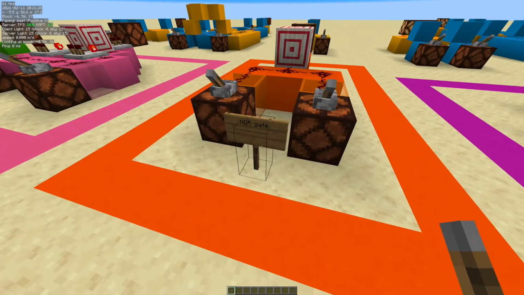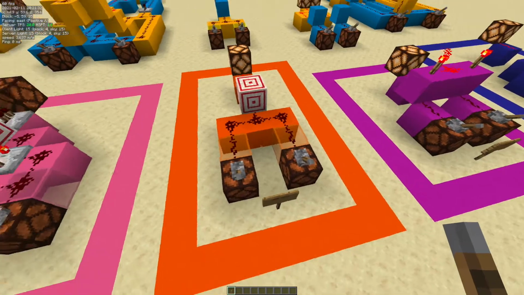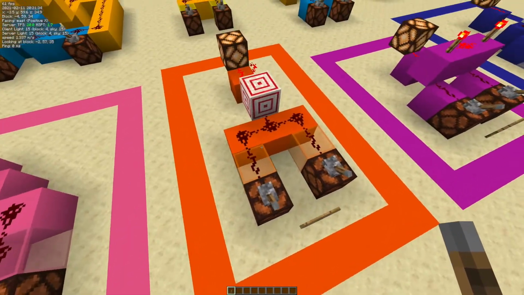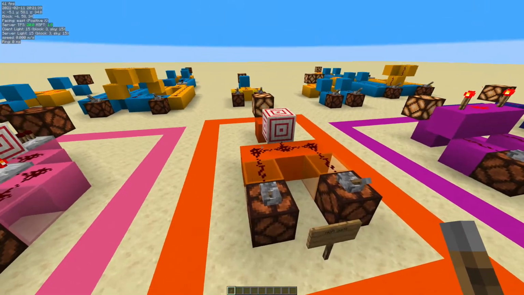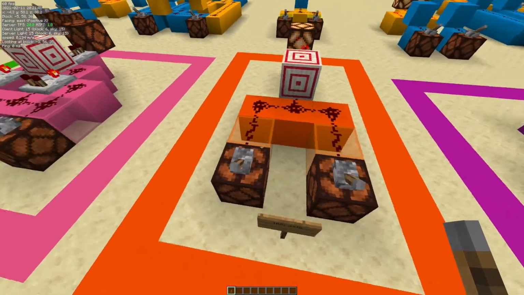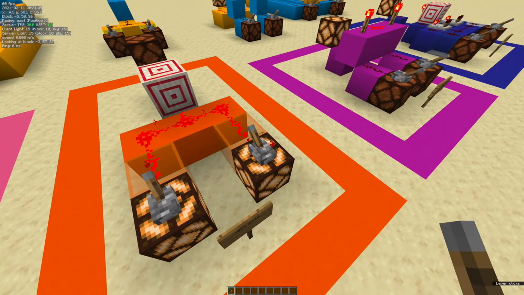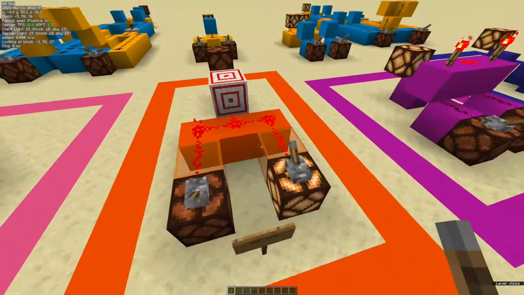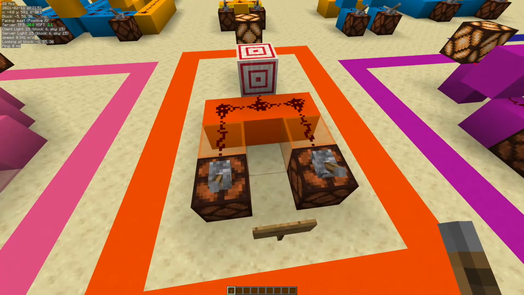The NOR gate is pretty much the inverted version of an OR gate. It takes the OR gate, but then adds a NOT gate after it. So if both of the inputs are off, then the output is on. If one is on, the output is off. If both of them are on, the output is off. And if the other one is on, the output is also off. So the output is only on when both of them are off.